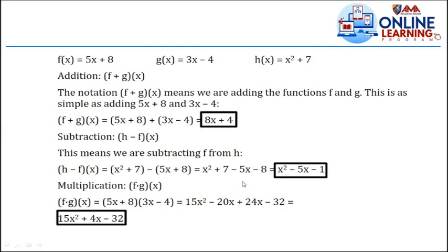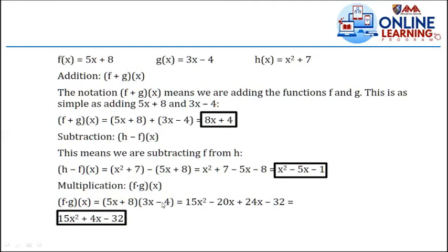So that's the way we're going to add and subtract two functions. Next, we have f times g of x, multiplication of functions. Your f is 5x plus 8, and then your g is 3x minus 4.